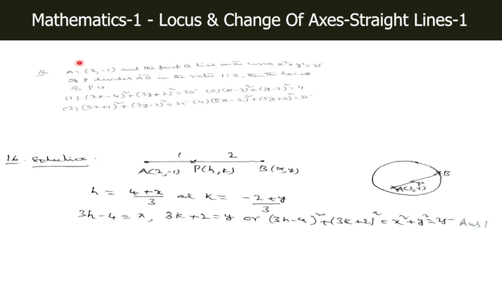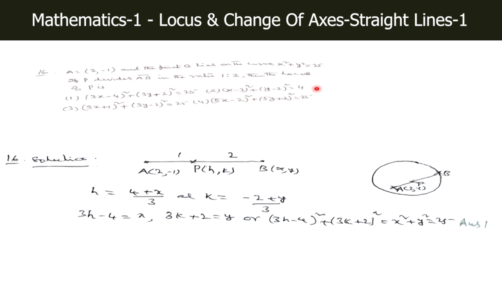Question number 16. A is (2, minus 1) and the point B lies on the curve x square plus y square is equal to 25, which is nothing but a circle with center at origin and radius 5. If P divides AB in the ratio 1:2, then the locus of P is: 1) (3x minus 4) whole square plus (3y plus 2) whole square is 25, 2) (2x minus 3) whole square plus (y minus 2) whole square is equal to 4, 3) (3x plus 1) whole square plus (3y minus 2) whole square 25, and 4) (5x minus 2) whole square plus (5y plus 2) whole square is equal to 25.